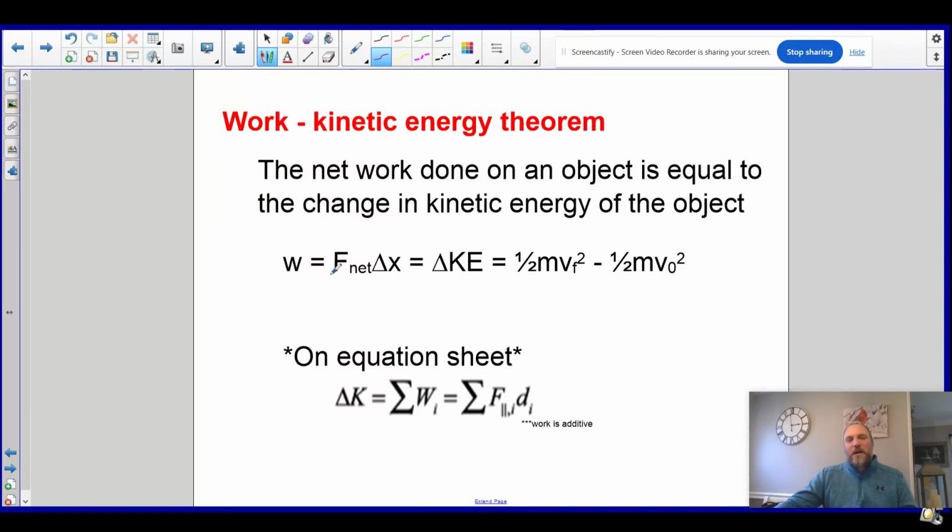What I prefer to look at is kind of the cleaner version right here, that work is just equal to change in kinetic energy. If I get multiple forces doing multiple work, then I'll continue to add them together.